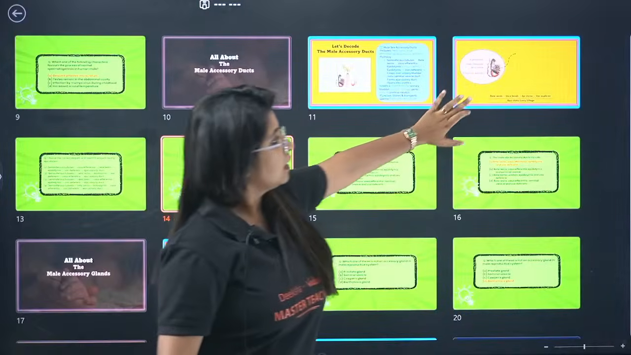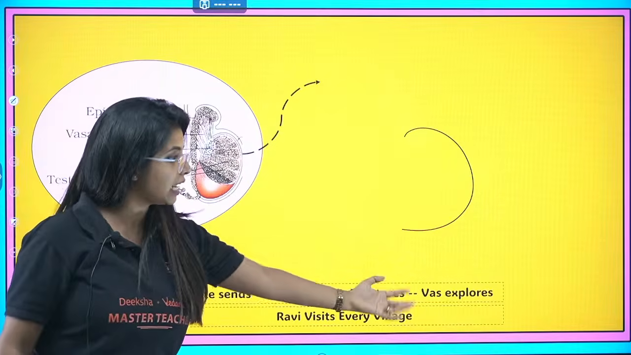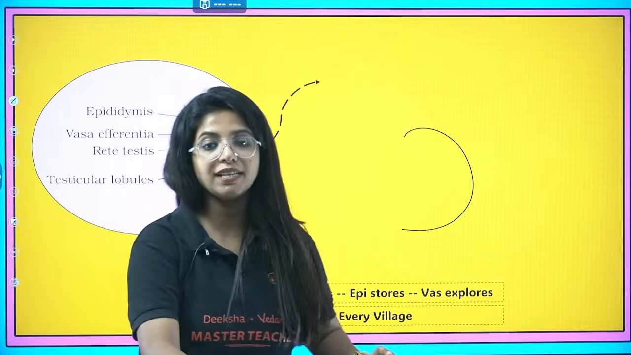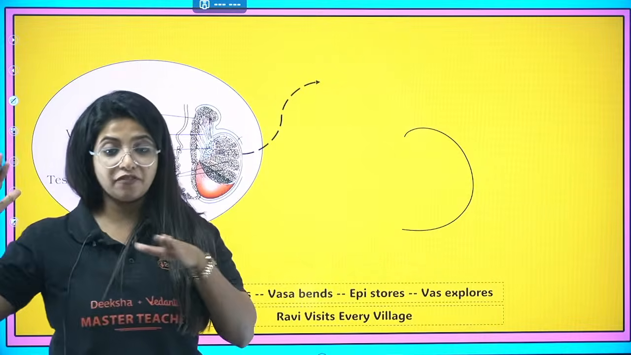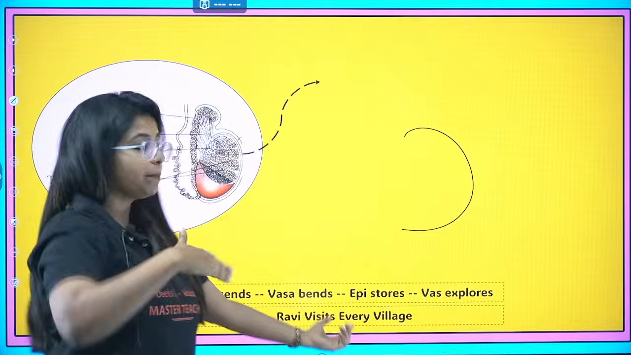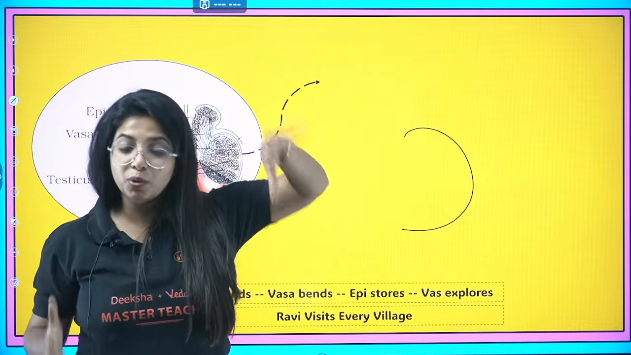And guys, this also is something that you can remember. Rete sends, Vasa bends, Epi stores, and Vas explores. What do you mean by that? Basically, rete is the one that is going to send the sperm. Vasa efferentia is going to bend. And then epididymis is the one that is going to store the sperms. It is 6 meters long.